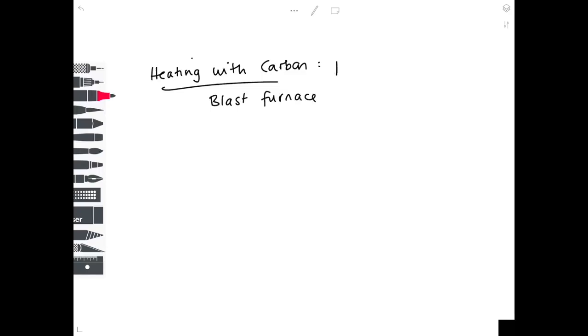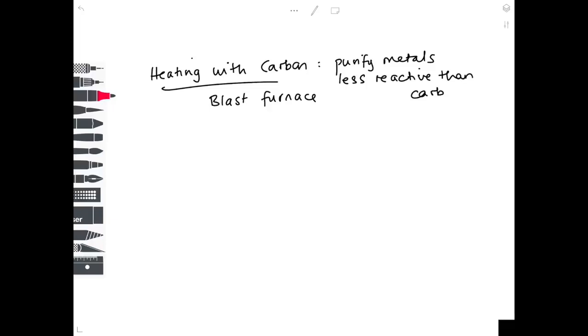The final methods of purification you need to know about include heating with carbon and electrolysis. So let's start with heating with carbon. The most famous example of this is the blast furnace. And heating with carbon is used to purify metals, which are crucially less reactive than carbon.